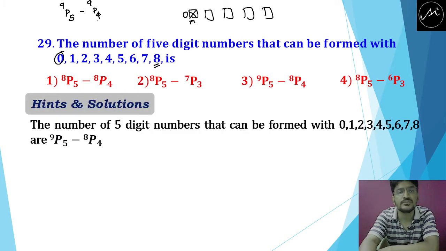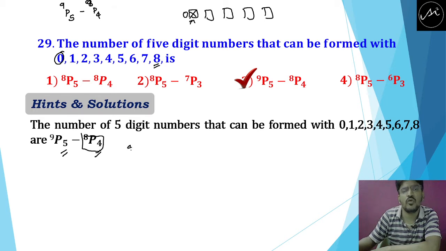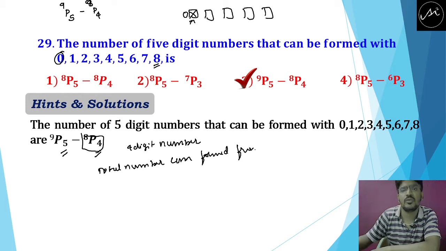So you can just see 9P5 minus 8P4, because I can't use 0 in the first place, so that's why it will be 8. So 9P5 minus 8P4 will be the right answer. This 8P4 will be the count of the numbers starting with 0, and 9P5 is the total number of arrangements that can be formed from 9 digits.